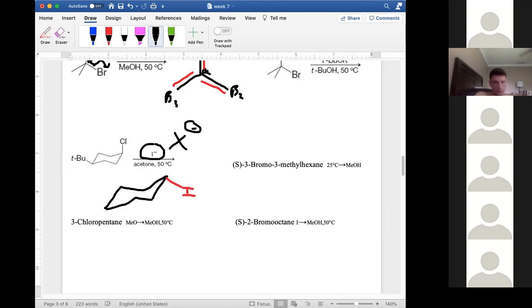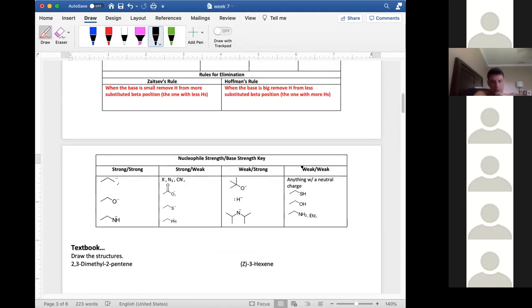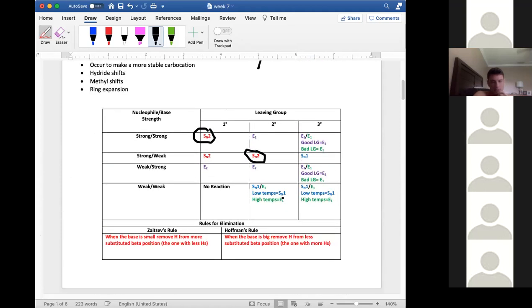So moving along here, I'll draw it out for you guys. So this bromine is primary, secondary, tertiary? Tertiary. Okay. If we don't have a nucleophile or base, we just react with the solvent. And this solvent, what category does that fall into? Weak, weak. Tertiary, weak, weak.